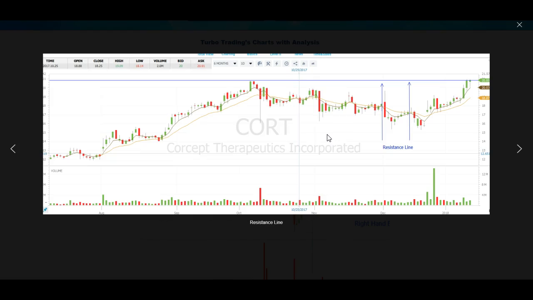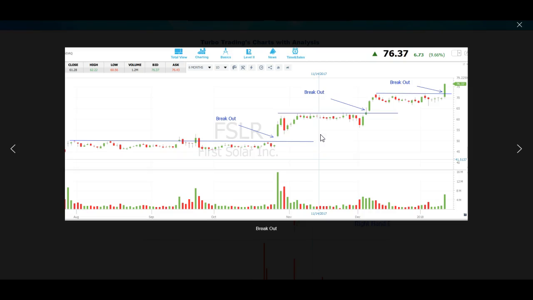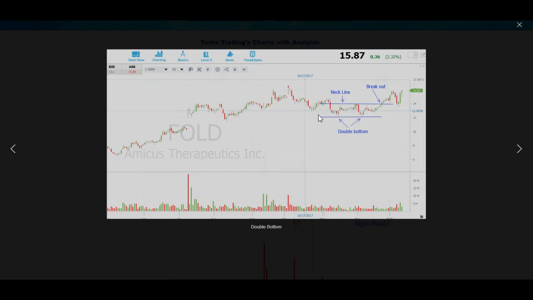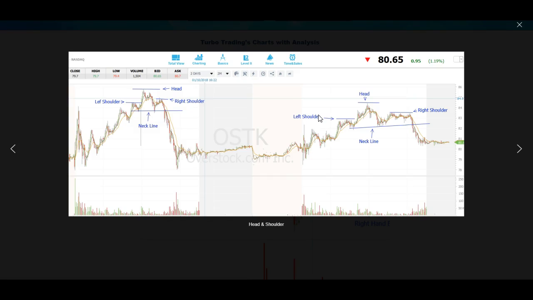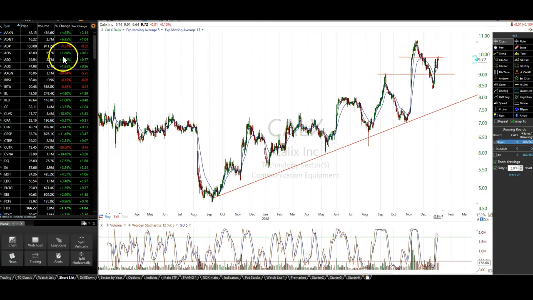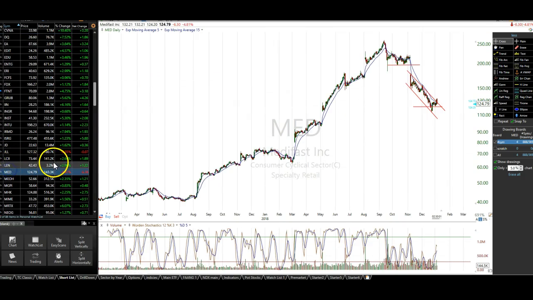Let's see if I can find if I have bear flags on here. I've got lots on the short side. Bear flags, what they look like. So the difference between a bull flag and a bear flag is that a bull flag is in a rising market and a bear flag is in a falling market.